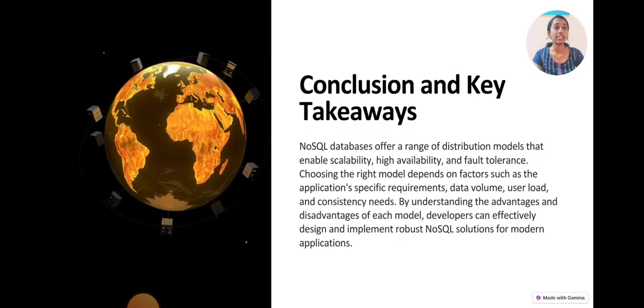And this is the topic about distribution model and different types of distribution model.